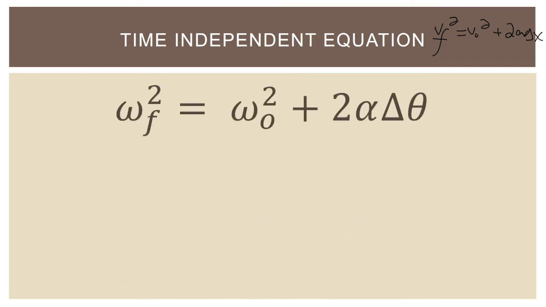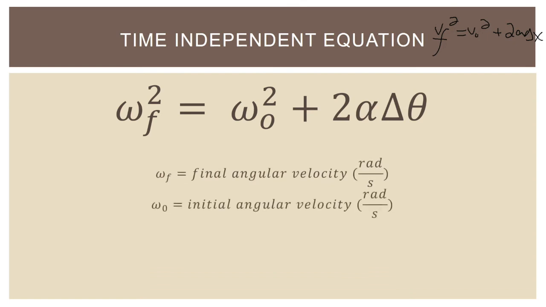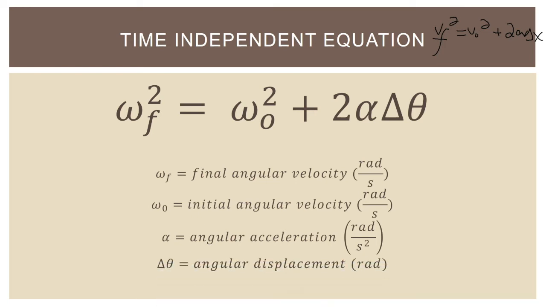And so here, of course, our omega final is our final angular velocity measured in radians per second. Omega naught is the initial angular velocity measured in radians per second. Alpha is the angular acceleration measured in radians per second squared, and delta theta is the angular displacement measured in radians. Take a second to pause this video here and write that down. And when you hit play, we'll take a look at the reference table.